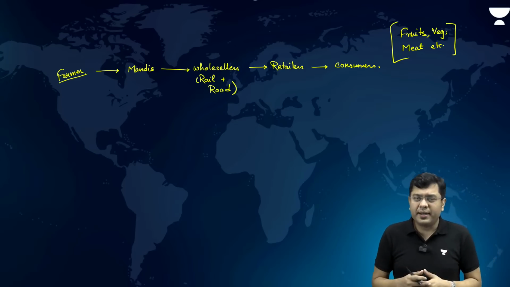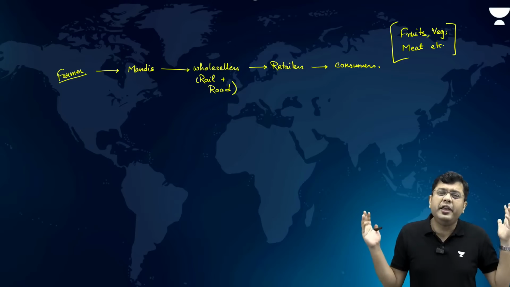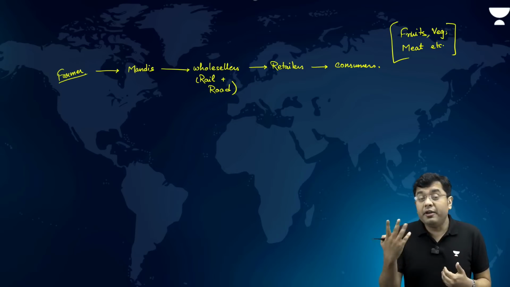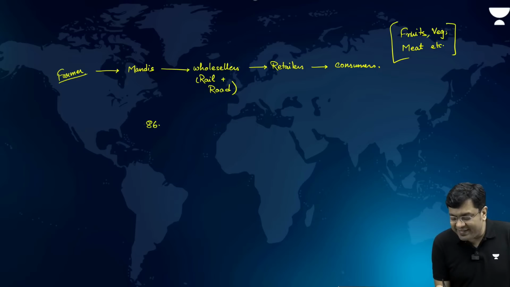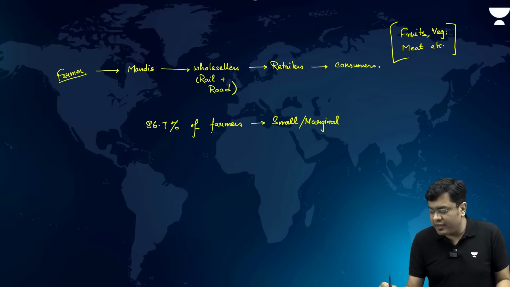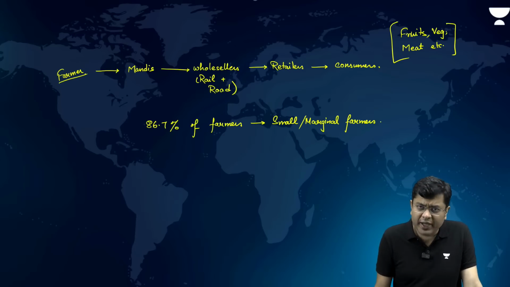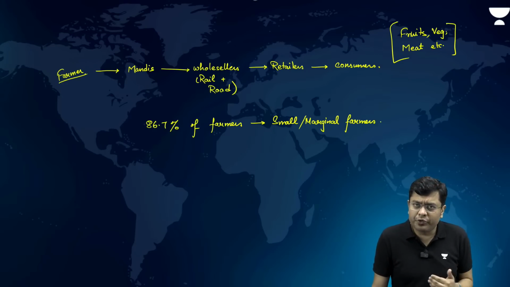Now, this is where the article argues that, look, various different farmers, not all the farmers can afford to send their goods, large amount of goods, through the railways or through the airways. The agricultural census reveals that close to around 86.7% of farmers in our country, they are small or marginal. Small or marginal farmers mean what? Very small size of the land area, and they are unable to have a significant amount of production. Now, in that case, small and marginal farmers, how will they be able to send their goods properly?